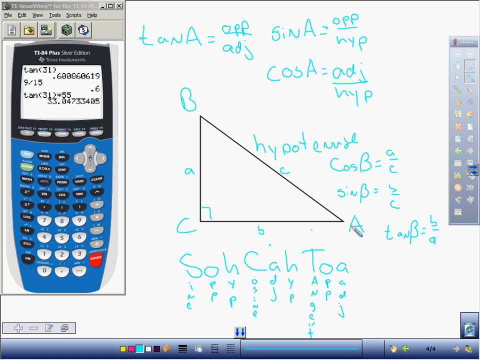Now if I'm standing at A, that all changes. What's the cosine of angle A? b over c, adjacent over hypotenuse. Remember, the hypotenuse can only be the hypotenuse. What's the sine of A? a over c. And what's the tangent of A? Tangent of A is opposite over adjacent, equals a over b. Sorry that I'm running out of room.